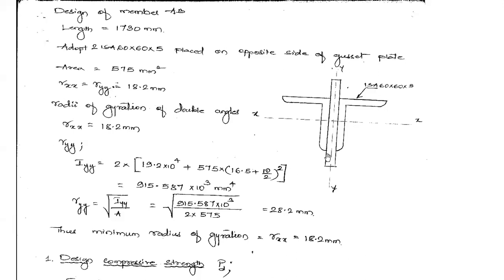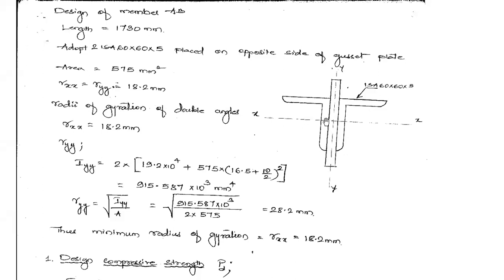Now when you combine these angles, we are providing two angles connected back to back like this. When you combine them, there will be a change in the radius of gyration, but about which axis? Rxx will remain the same. There will not be any change in this. If you calculate the radius of gyration for the combined section, it will become square root of I by A, where the moment of inertia will get doubled about this x-axis.